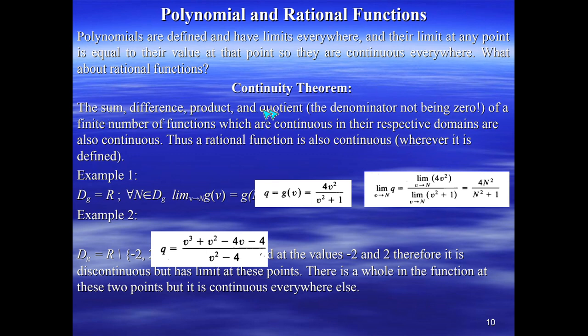The sum, difference, product, and quotient, of course the denominator not being zero, of a finite number of functions which are continuous in their respective domains are also continuous. Thus, a rational function is also continuous wherever it is defined. This is important. We cannot say anything for the region where it is not defined. The denominator should not be 0 anyway. Otherwise, it will not be defined.